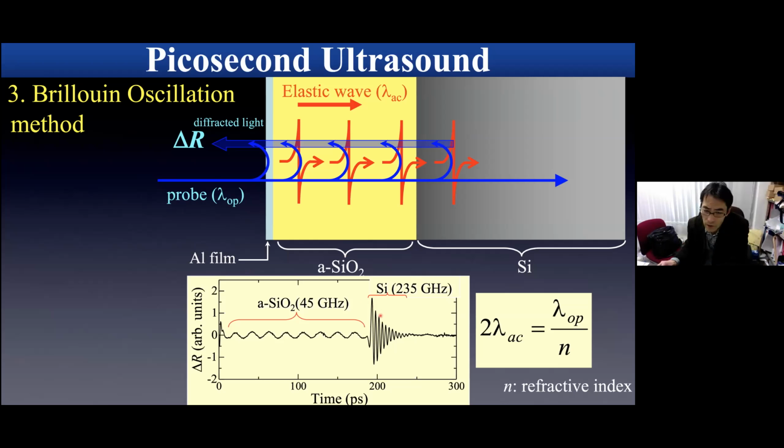Note that in this case, the wavelength of the sound is about 10 nanometers or 20 nanometers, which is significantly shorter than that of the light pulse. Usually the wavelength of sound is recognized as very, very long compared with that of light. But in our measurement, the wavelength of sound is shorter than that of light.